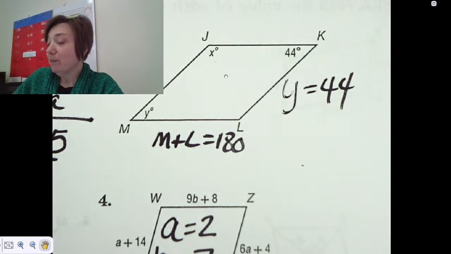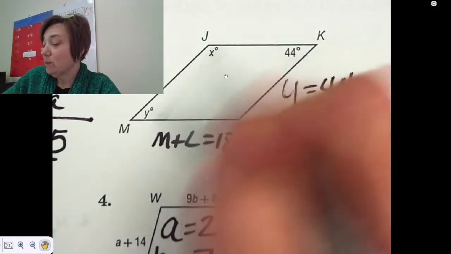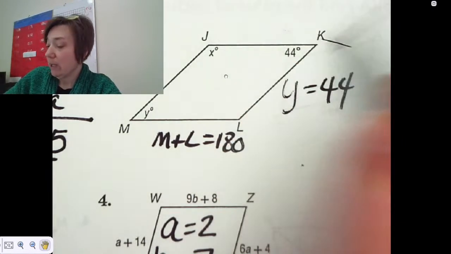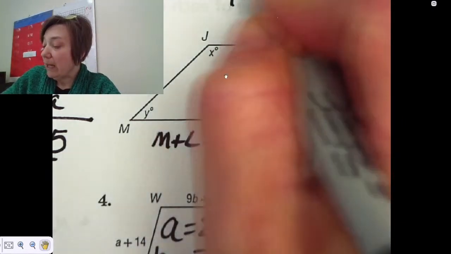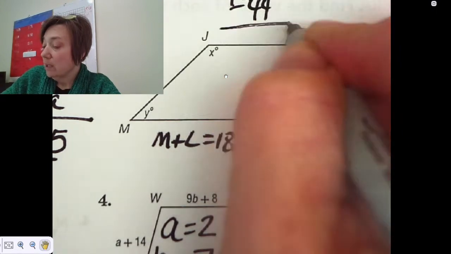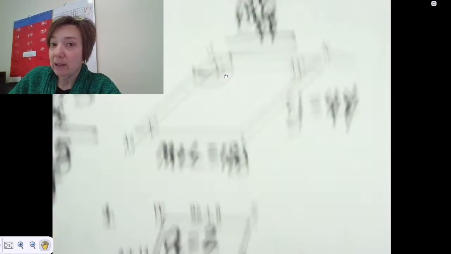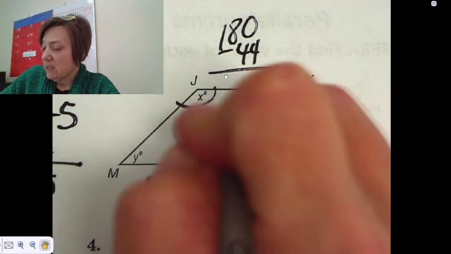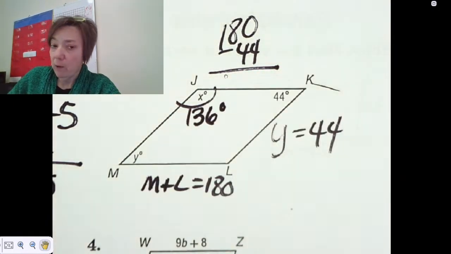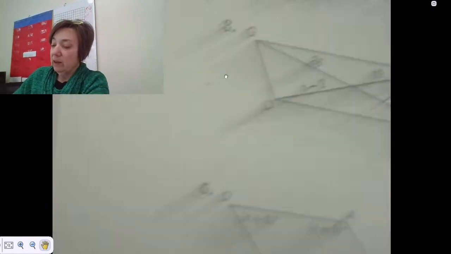Yeah, you just do M and J. Because these two add up to 180. Or these two add up to 180 also. So we can just do 180 minus 44 to get this guy right here. Right? Which is what? 136? Is that accurate? Okay.